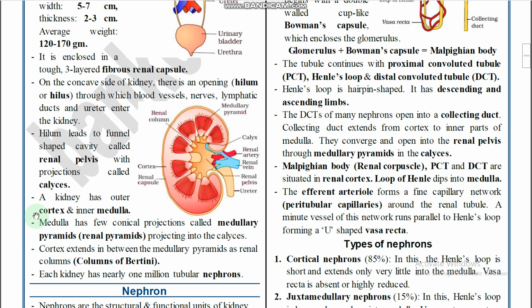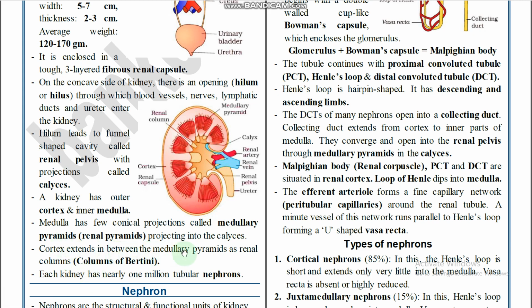A kidney has an outer cortex and an inner medulla. This is called the cortex, and the inner region is called the medulla. The medulla region consists of medullary pyramids, projecting into the calyces. Where are these medullary pyramids present? In the region of the calyces.